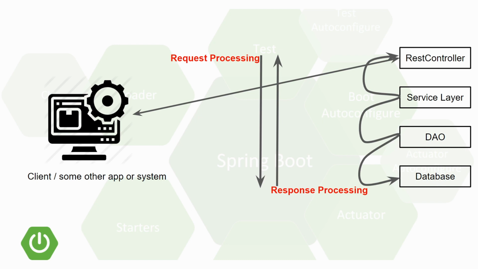So basically, when you are requesting something using a URI, the REST controller will send that request to the service layer, the service layer will send that request to the DAO, and finally the request will reach the database. Similarly, in the response, first the database will send the response to the DAO, and from the DAO to the service, and finally to the REST controller, and in the end the client will get the response. That's how the request-response processing is going to happen in a REST API using Spring Boot.